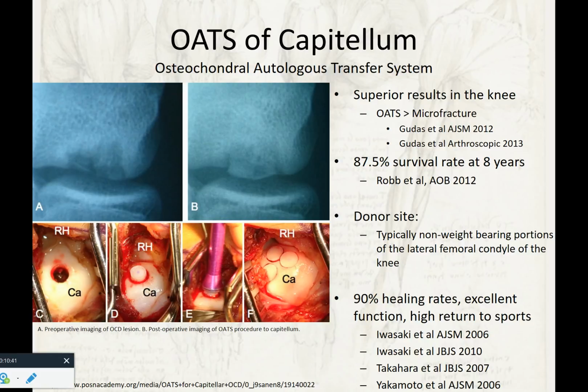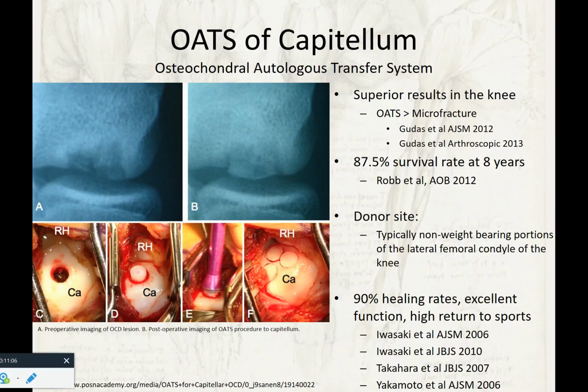So if we look at the picture on the left, you'll notice picture A and B. Those are radiographs of pre- and post-operative OATS. You'll notice that the capitulum on picture A has that quote-unquote divot or cartilage damage, and then picture B is where the bone plug has been placed.